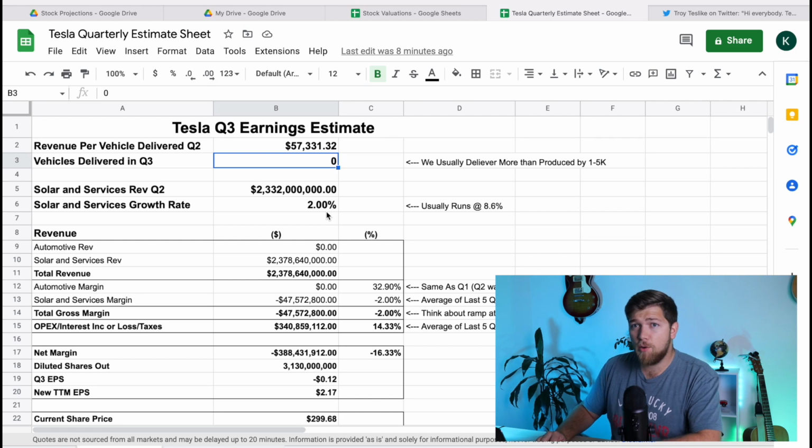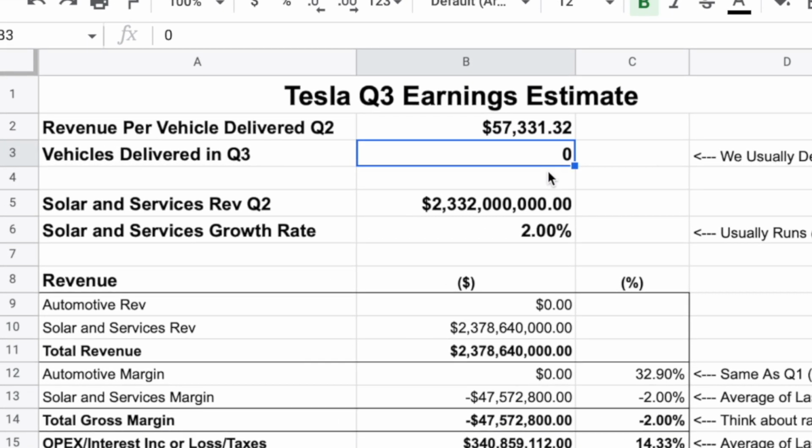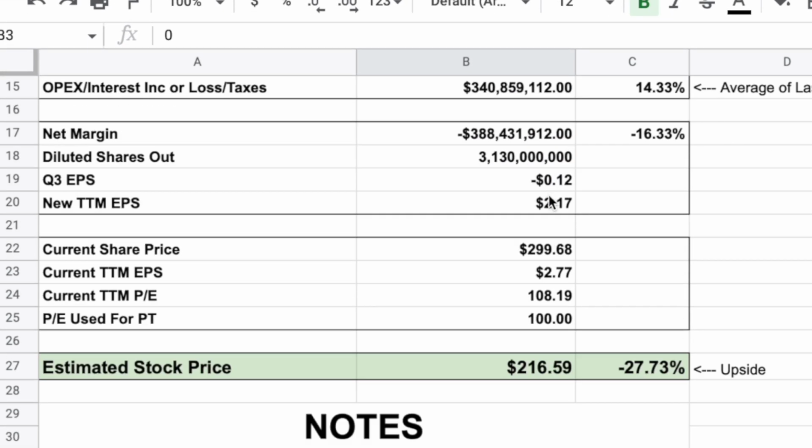So with all that out of the way, let's jump into this earnings estimate spreadsheet again. Just to give you a little reminder, the way this works is we plug in the deliveries that we're expecting for the quarter, and then we run all the numbers through all of our formulas, and it will spit out what we're expecting for an EPS for that quarter, as well as a net margin, and then it's going to calculate a new 12-month trailing EPS, which we will multiply by whatever PE we feel like plugging in today. As you can see right now, Tesla stock is trading at 108 PE, 12 months trailing.